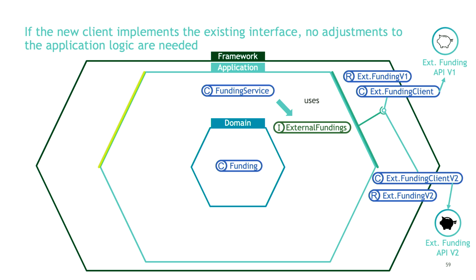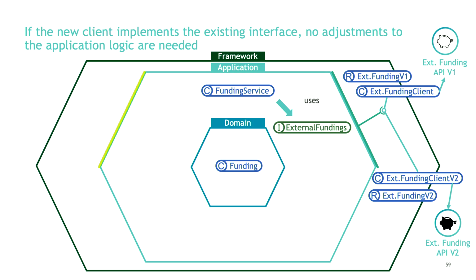This, of course, assumes that there were no new requirements on which fields to use or something like that. But for most cases, you should be able to accommodate those changes. Then you only need to implement that same interface and map it into your funding domain object. And again, you would not need to change a single line in your application core, which can continue working as it did before.